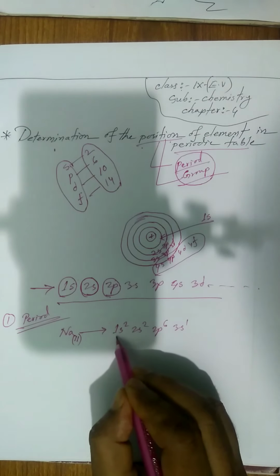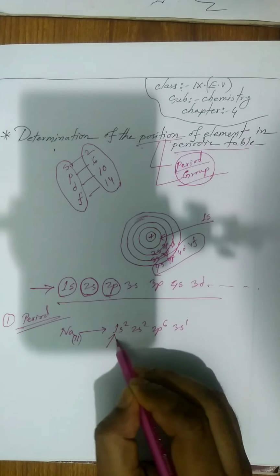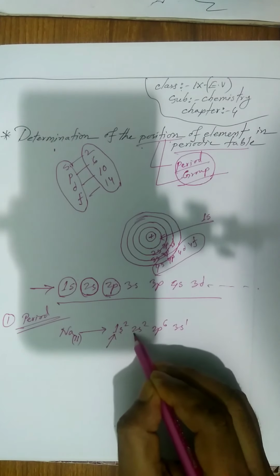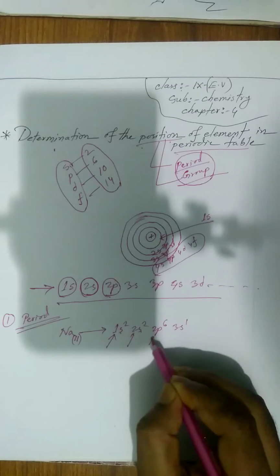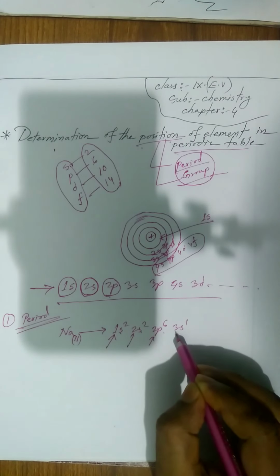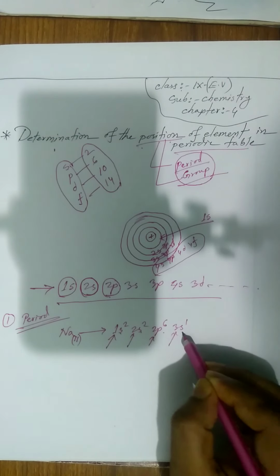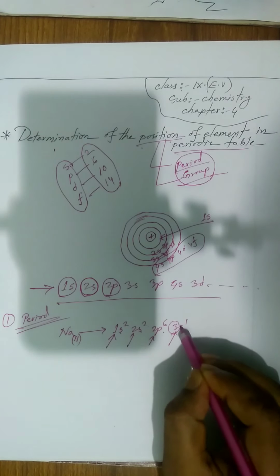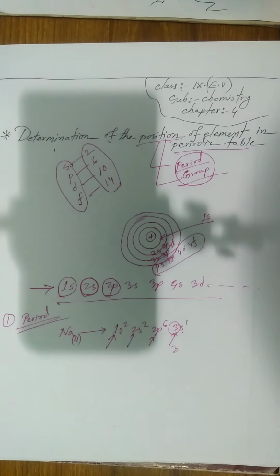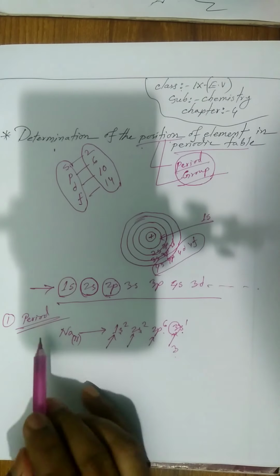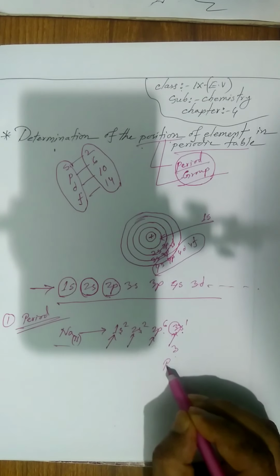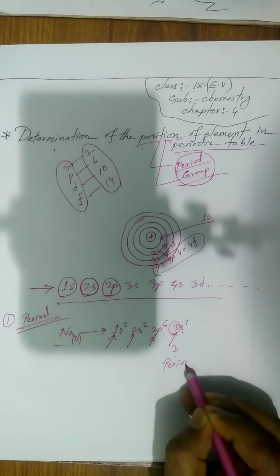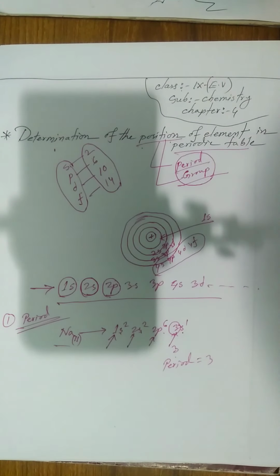So this is the coefficient of this s orbital, this is the coefficient of this orbital, and this is the coefficient of this s orbital. The highest coefficient is 3, that means the period number of sodium is 3.